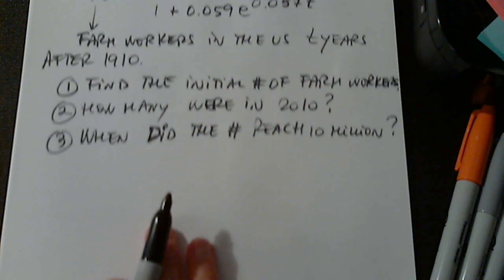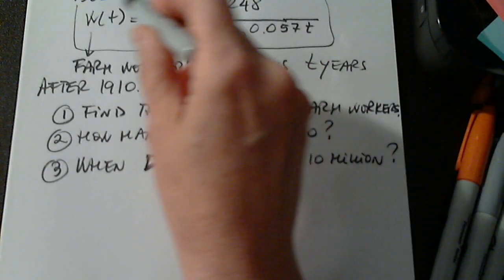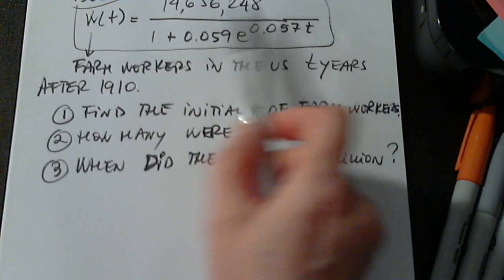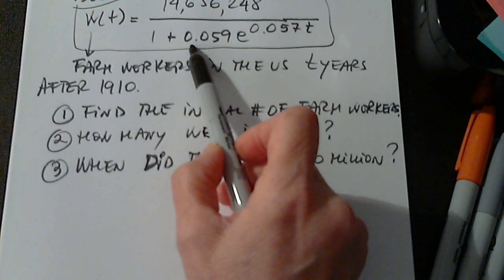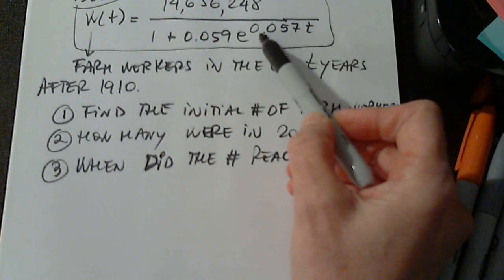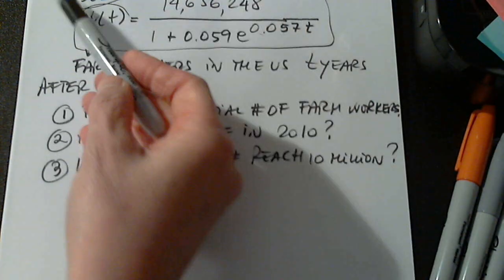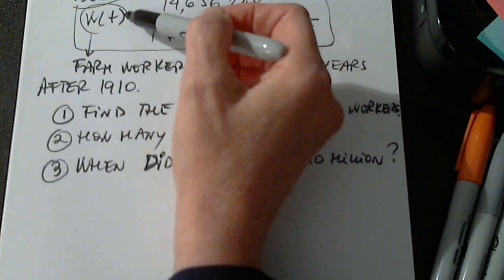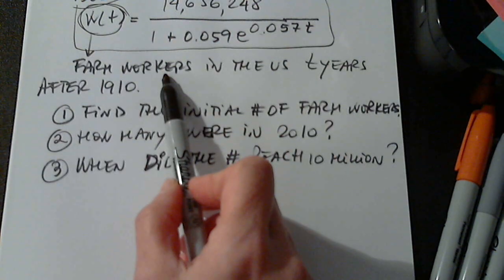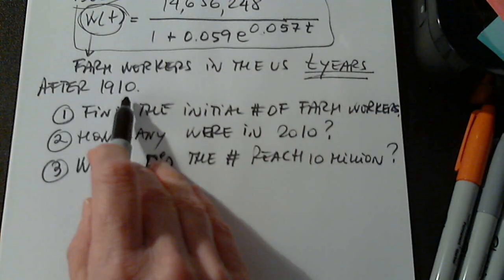Let's read the question. We are given a function. That's the function: 14 million divided by 1 plus 0.059 times e to the 0.057t. This is problem 28 on page 368. So this function gives us the number of farm workers in the US T years after 1910.